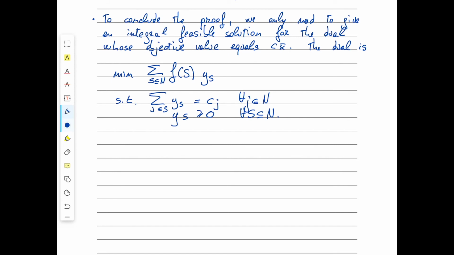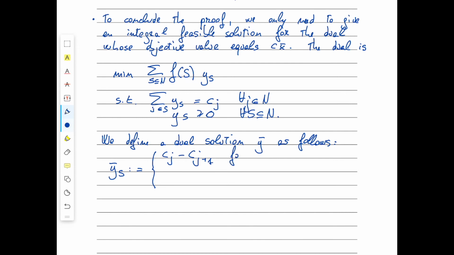So we need to define now the dual solution that we claim is optimal. So here it is. We define a dual solution y bar as follows. So y bar S is defined as c_j minus c_{j+1} for every S among the S_j's, so for j equal 1 until the next to last, and then c_n for S equal N. So very similar to the definition in the spanning tree case, 0 otherwise.